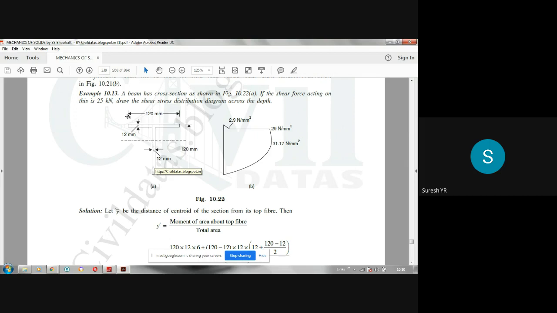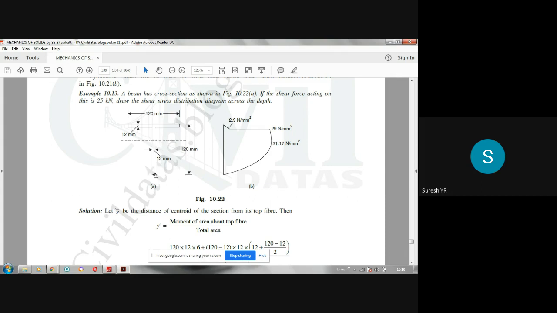So the F value is the same, 25 into 10 power 3, divided by B, which is 12 mm at the neutral axis level, into I value, which remains the same, into A into Y bar. So what is that A into Y bar? If you consider below this, whatever area is there below this neutral axis, what is that area?